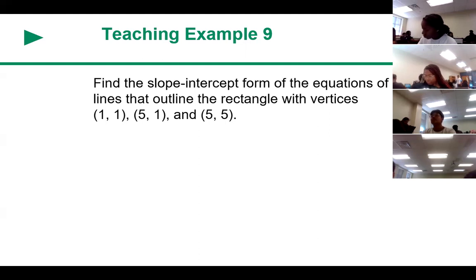And then also realize that it says it's a rectangle. So where would my fourth vertex be?